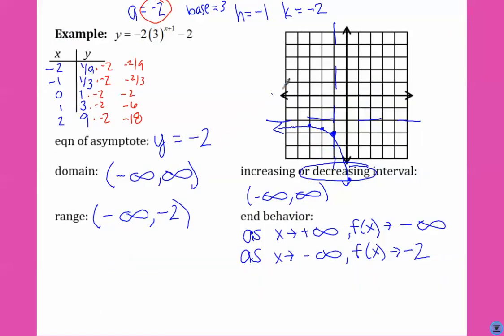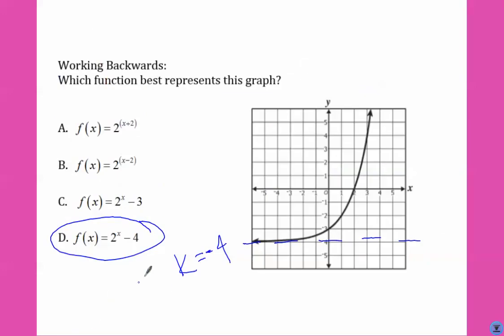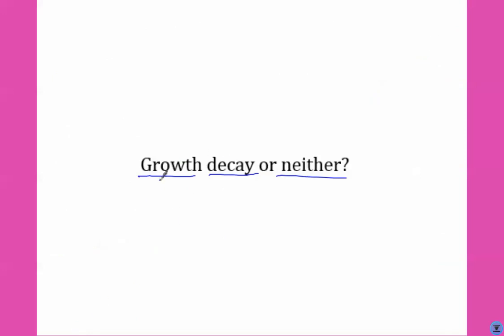And number 4, this one's flipped upside down. It's neither a growth nor a decay. So to summarize, well, this one is also a growth. The way to determine if it's a growth or decay is based on the base. It's a growth if the base is greater than 1. It's a decay if the base is less than 1. And it's neither if you have an A that's negative.